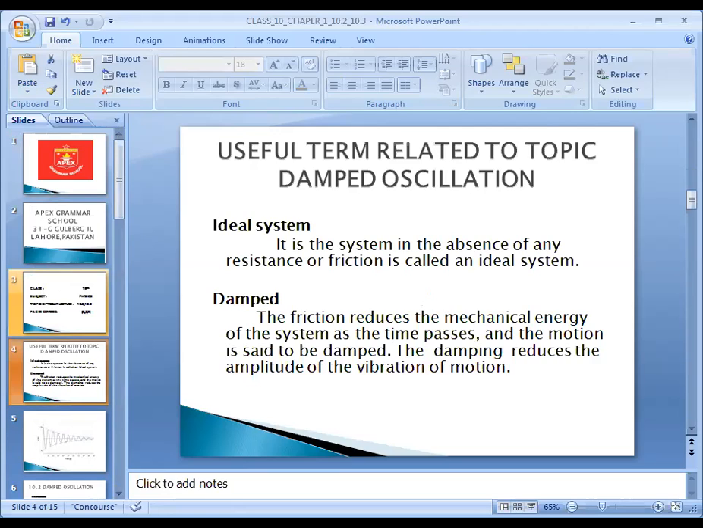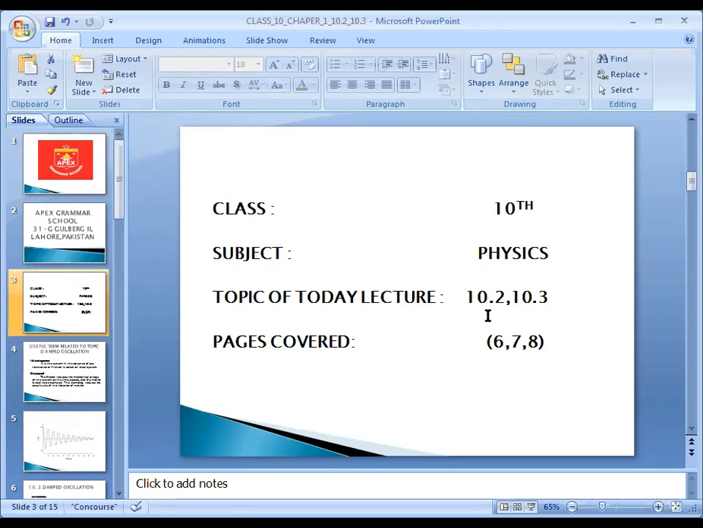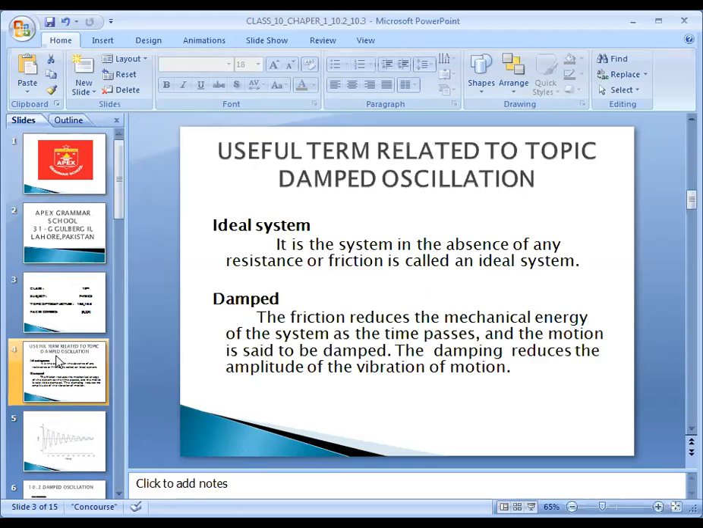Useful terms: we studied two topics, the 10.2 topic and the 10.3 topic. The terms associated with the 10.2 topic, which is damped oscillation. We studied damped oscillation today. Before studying damped oscillation, I would like to introduce you to the useful terms related to this topic. Ideal system: a system in the absence of any resistance or friction is called an ideal system.